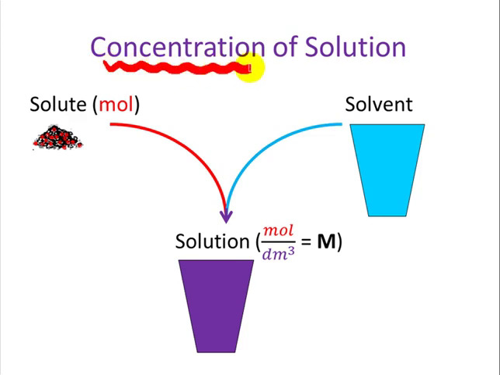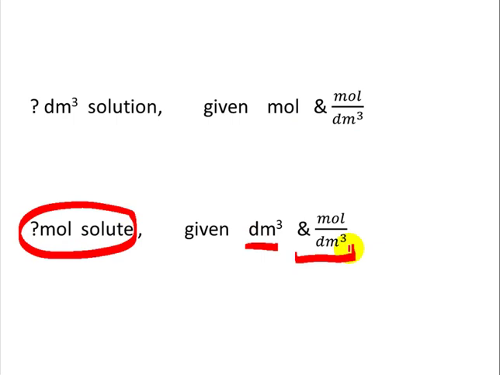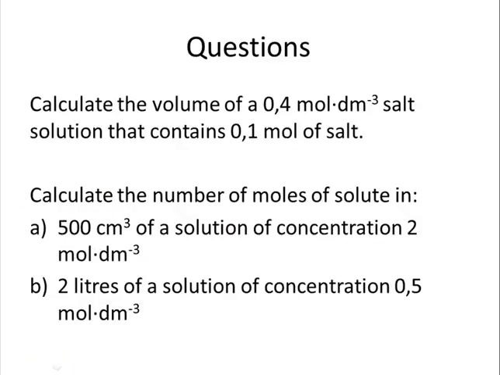The concentration of a solution is the ratio of how many moles of solute there are to the volume of the solution itself, where the volume of the solution is usually measured in decimeters cubed. We can use this information to calculate what volume of solution we have if we know its concentration and the number of moles or the mass of the solute, or what mass or number of moles of solute are inside a solution if we know the volume and the concentration.